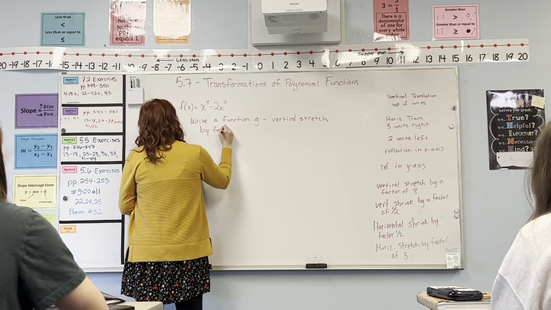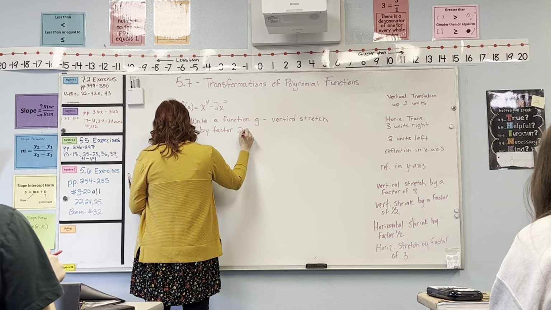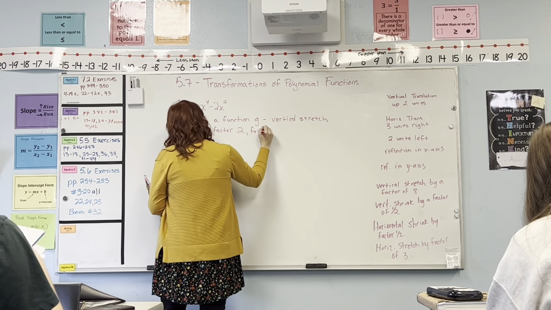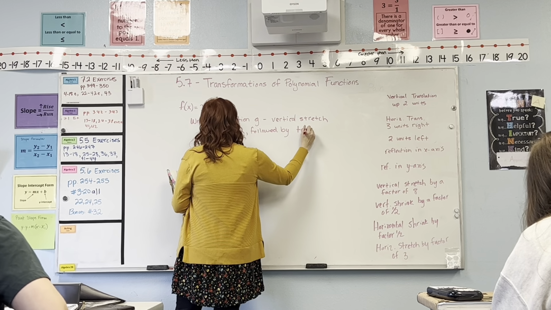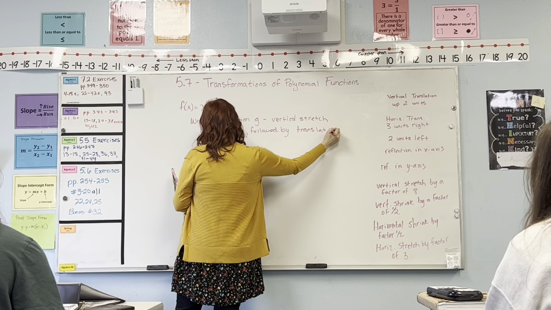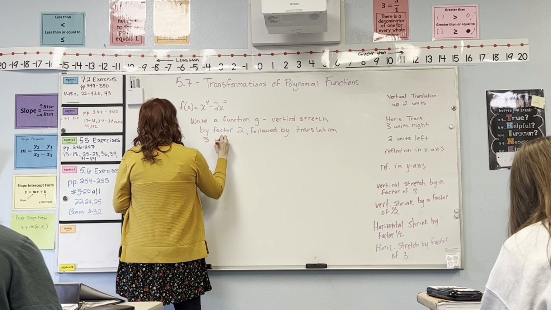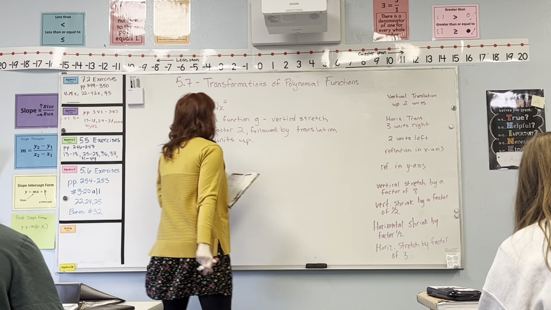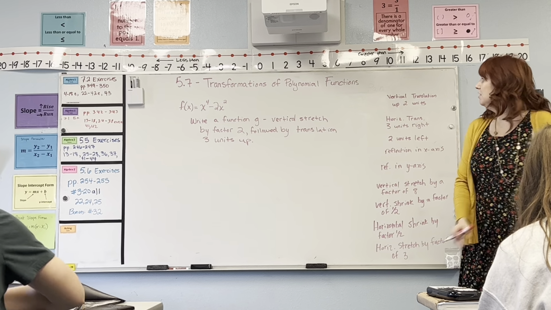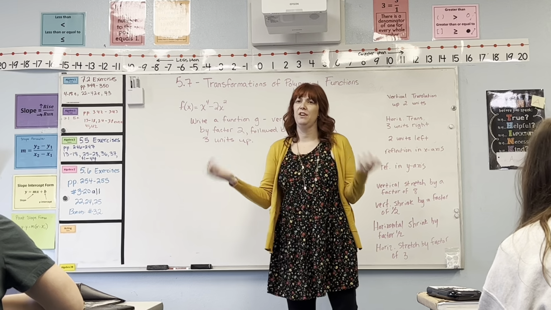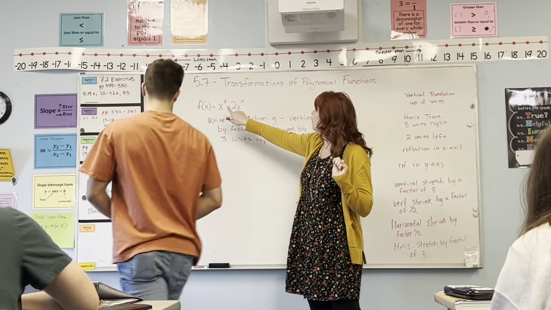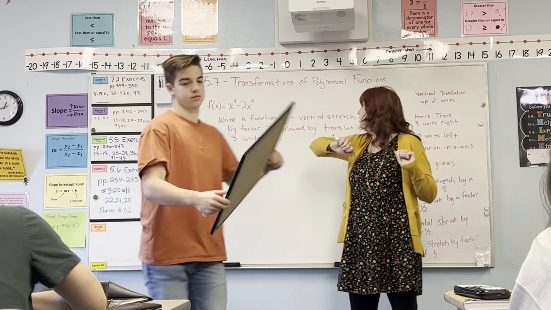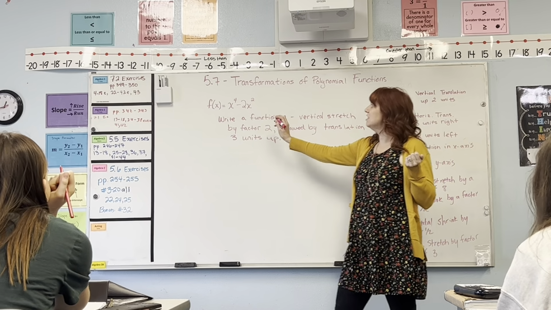Write a function g, a vertical stretch by factor 2, followed by a translation 3 units up. I'm just abbreviating a lot of this. So we're going to write a function g, that just means g of x. Or if it says write a new rule for g, that just means g of x. That is a vertical stretch of this function followed by a translation 3 units up.